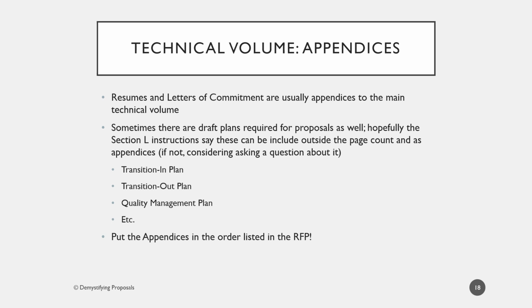Resumes and letters of commitment are usually appendices to the main technical volume. Sometimes there are also draft plans required for proposals. So hopefully the proposal instructions say how these are to be included and that they're to be included outside of page count as appendices. So for example, you might be required to submit a transition in plan or a transition out plan or a quality management plan. Put the appendices in the same order as listed in the RFP.